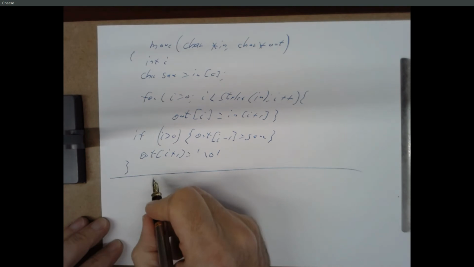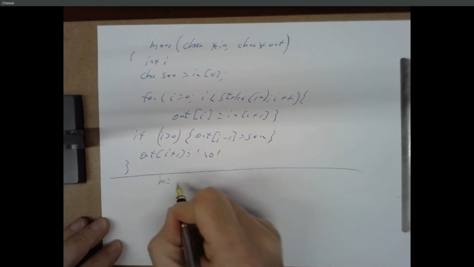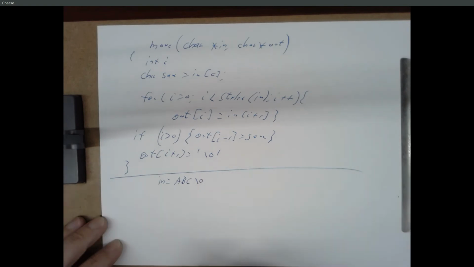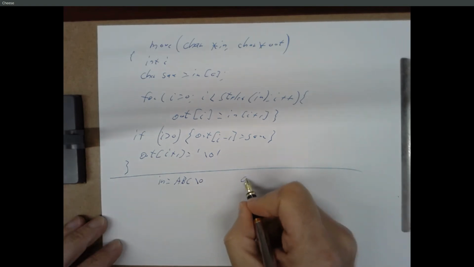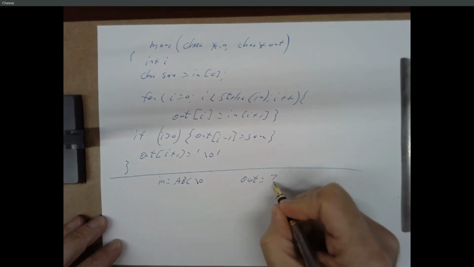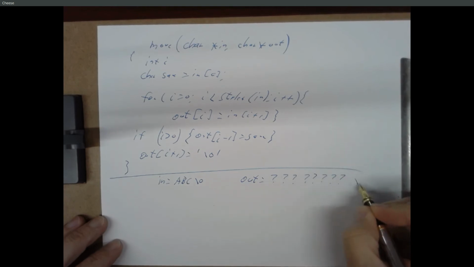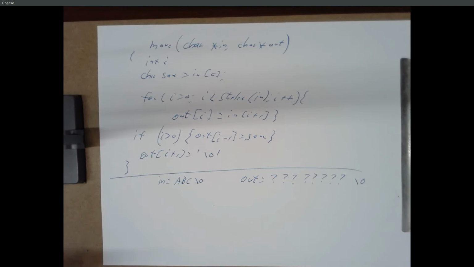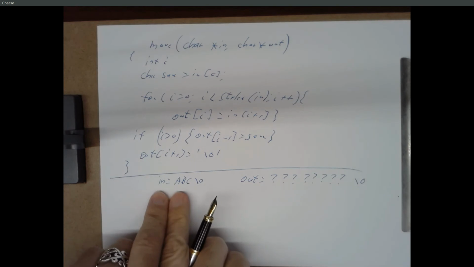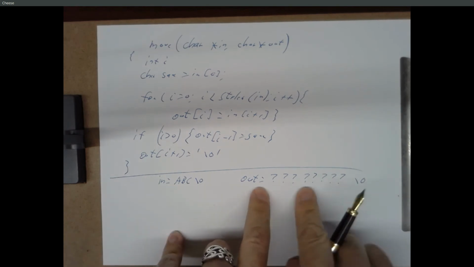And let's just try calling this with in equal to A, B, C, followed by the null terminator. And let's set out equal to a bunch of question marks, followed by the null terminator. And let's run this code by hand. So we call move, right? So in gets whatever we passed in. Out is whatever we passed in for out.